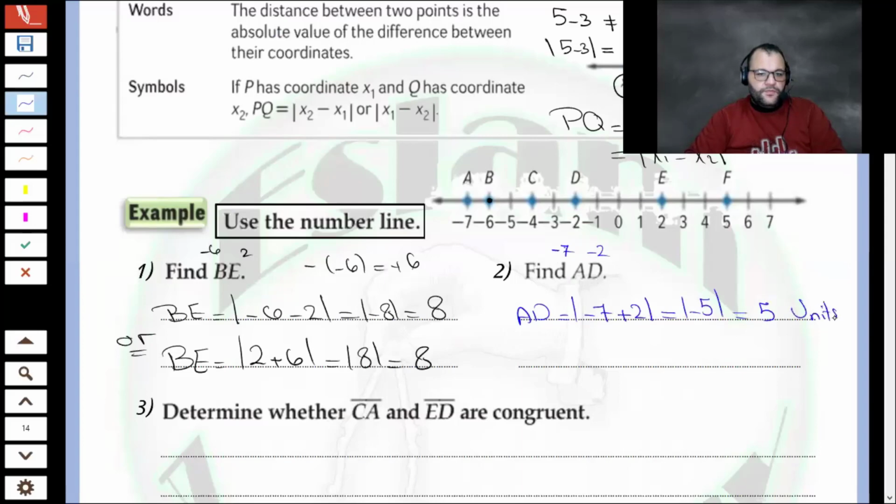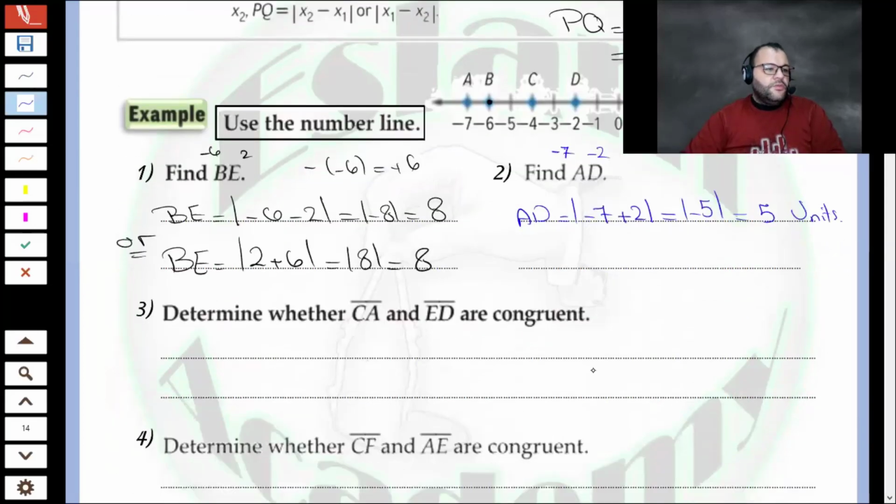Yes. Okay. Determine whether CA and ED are congruent or not. When can we say that the two line segments are congruent? It's when they have the same measure, when they have the same length. If they are equal in length, then they are congruent.